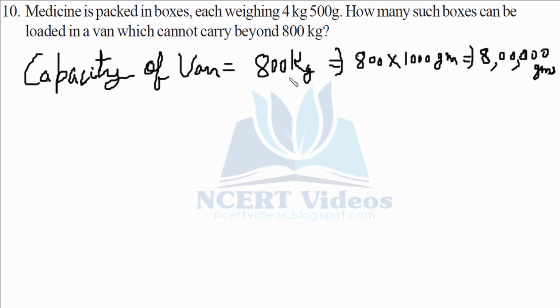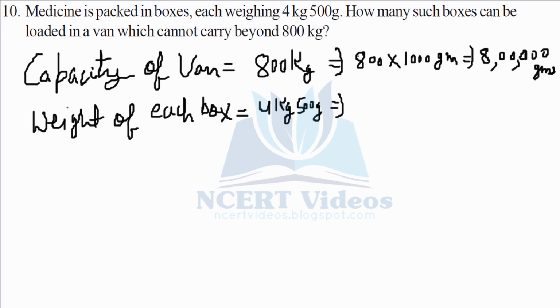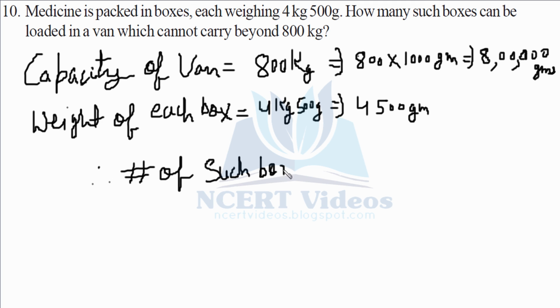Now, each box weighs 4 kg 500 grams. So it would be nothing but 4,500 grams, because 1 kg is equal to 1,000 grams. That is the conversion factor being used here. Now, it becomes again a division problem. Therefore, total number of such boxes in the van would be just dividing it.